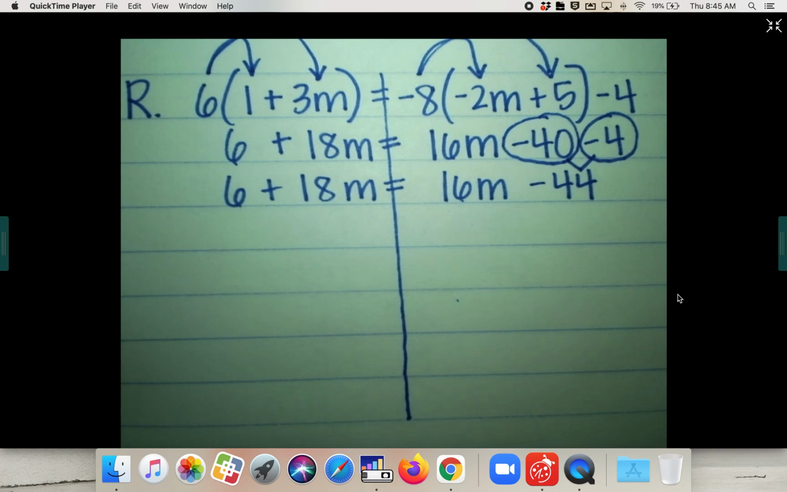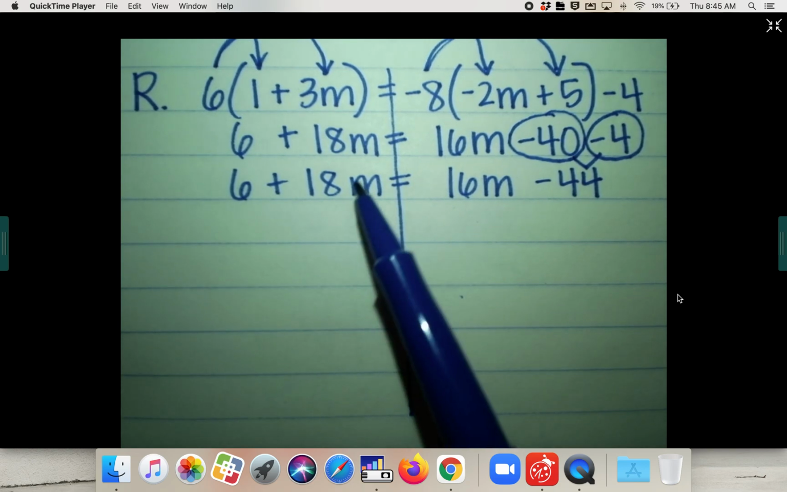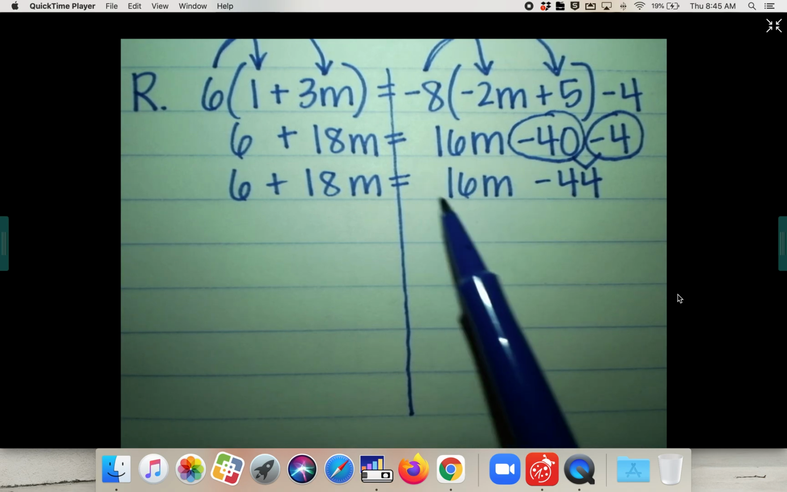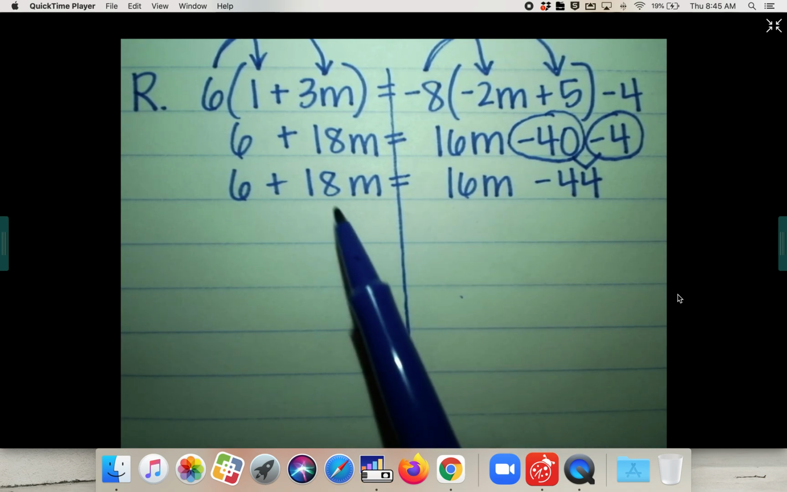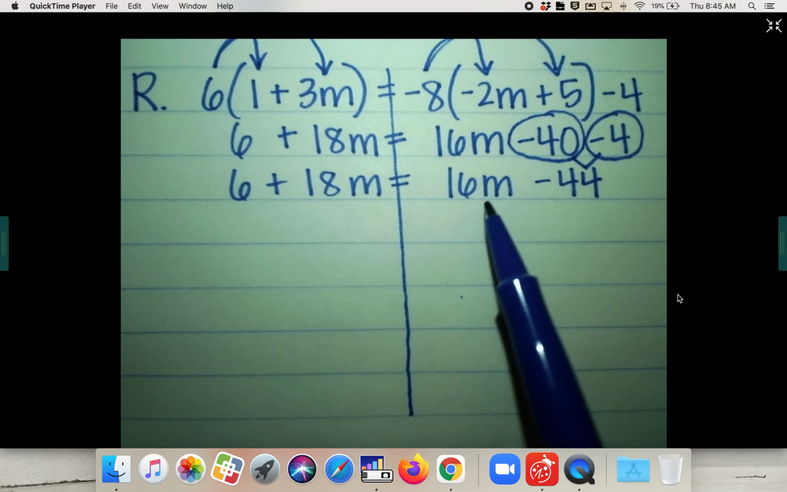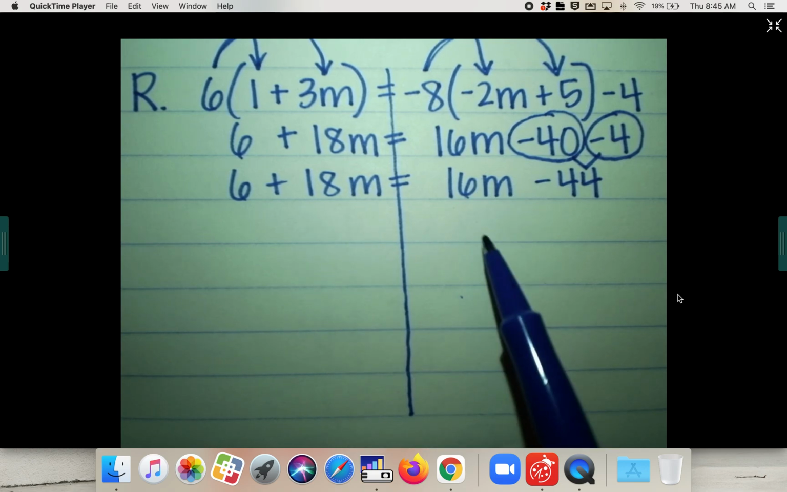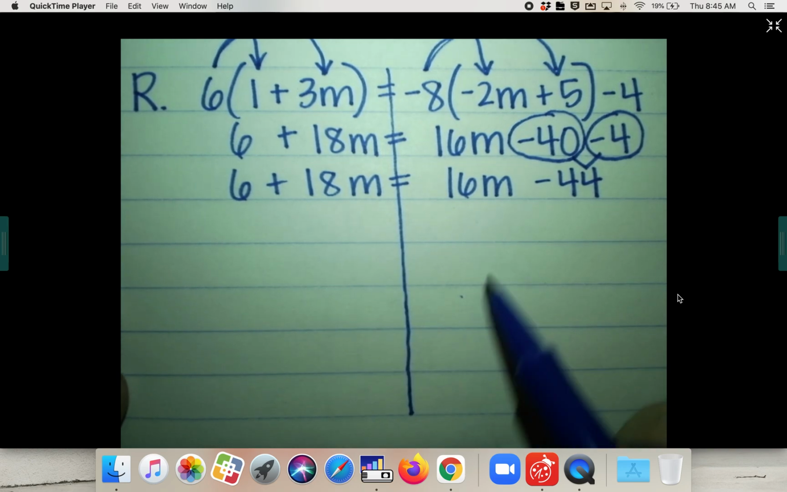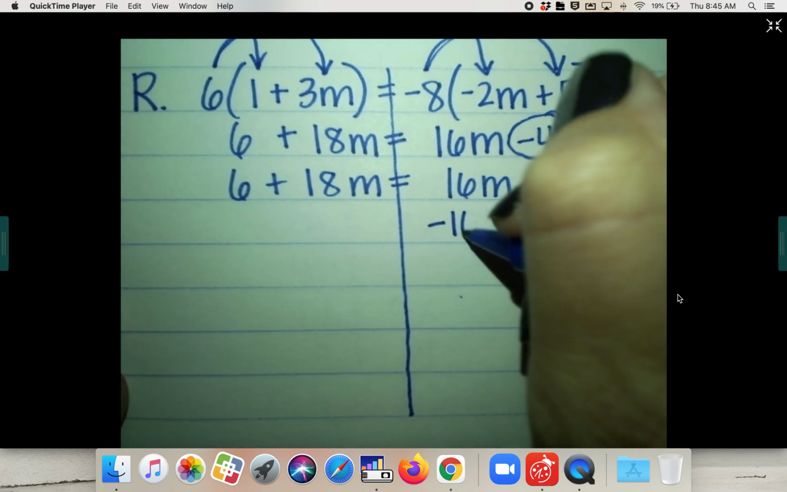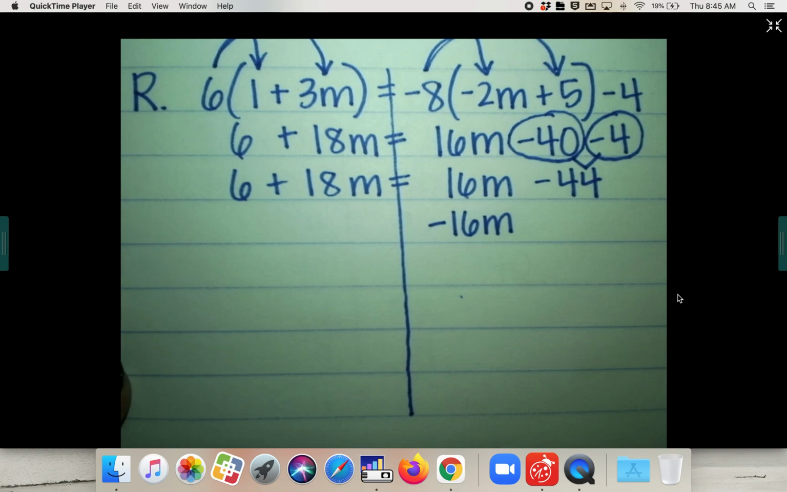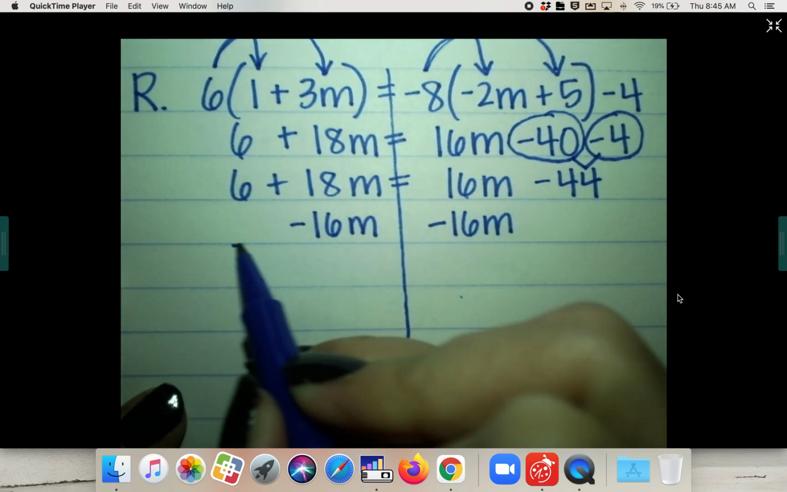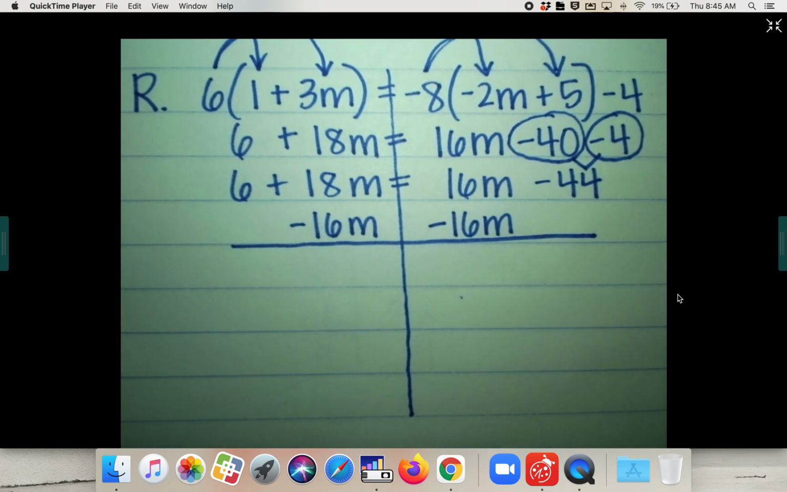Now we can move a variable. We got to move this whole 18m to this side or move this whole 16m to this side. Which one do you want to move? Okay, if I move the 18, it'll be -2, and so I'm gonna choose not to do that one. However, if you want to, you absolutely will get the same answer I do. I'm just choosing to move the 16m by subtracting it. It's okay though, if you want to move that and you like negatives, you'll get the same answer I do. The order doesn't matter.